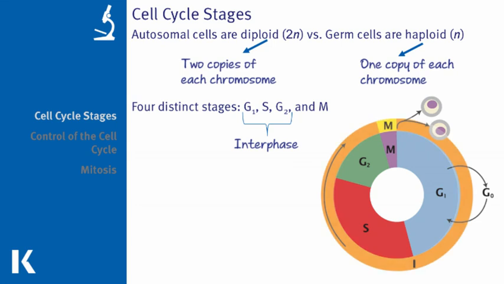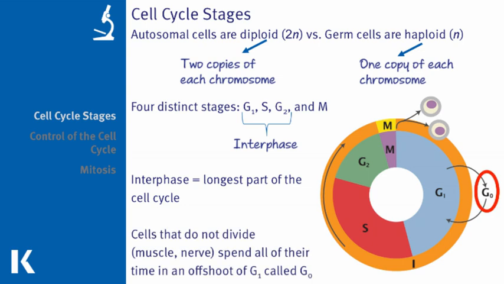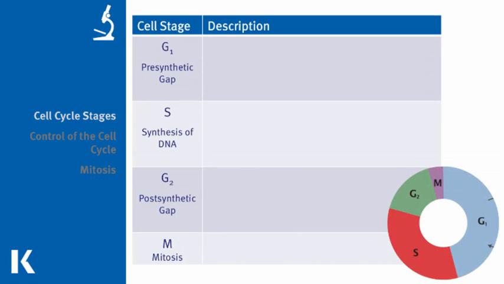Here, cells grow and the genome is duplicated so that mitosis and meiosis can occur, making interphase the longest part of the cell cycle. Cells that do not divide, such as muscles and nerves, never actually enter the S phase. They get trapped in a special phase called G0, which refers to continued growth. Now let's take a look at all 4 stages of the cell cycle in greater detail.